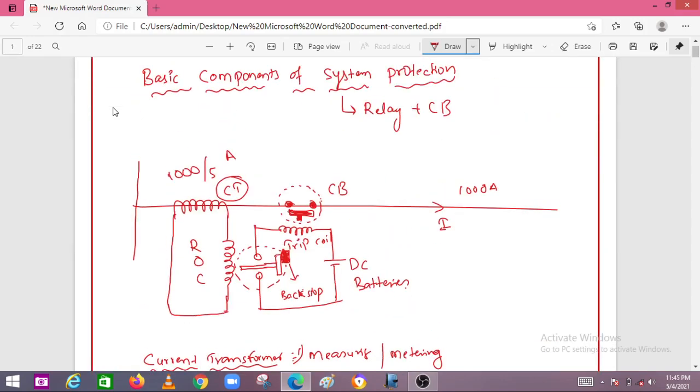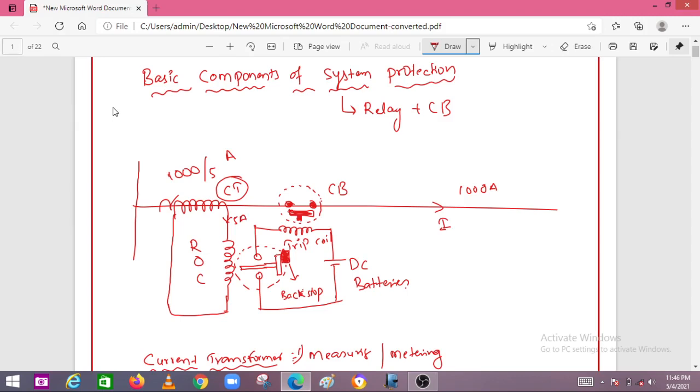Protection purpose here we have taken as a relay operating coil. Why? Because as I said, the CT is used for measuring the value of current which is flowing through the line, and another purpose is protection. So here, by using the CT, we are getting 5 ampere current in the secondary side, and because of this 5 ampere current, the relay operating coil will be energized here.